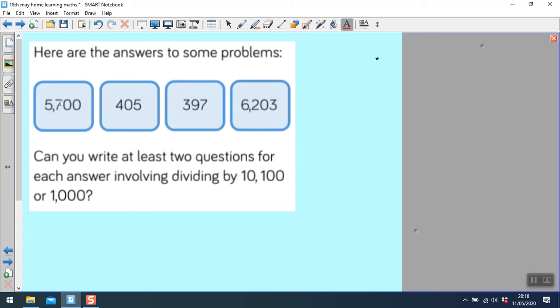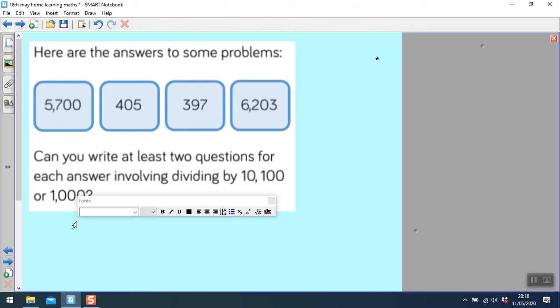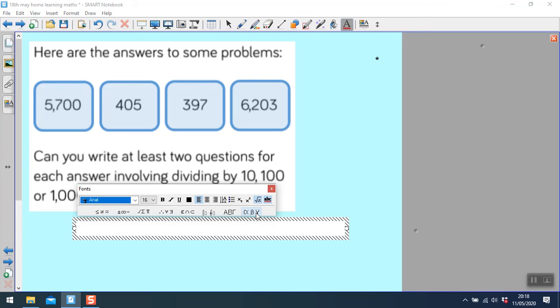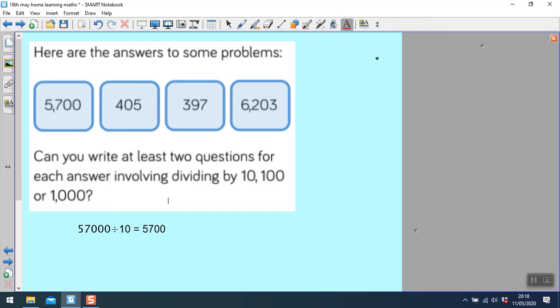For example, this is our answer, so something, it could be divided by 10 or divided by 100 or divided by 1,000. Just get my divide symbol. So something divided by 10 equals 5,700. Well, to get my something, I need to do the inverse. 5,700 times by 10 is going to be 57,000. I've got to include some dividing by 10, some dividing by 100 and some dividing by 1,000.